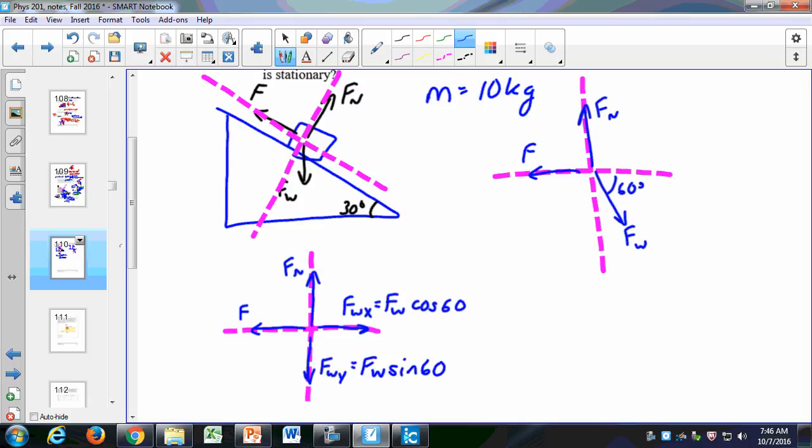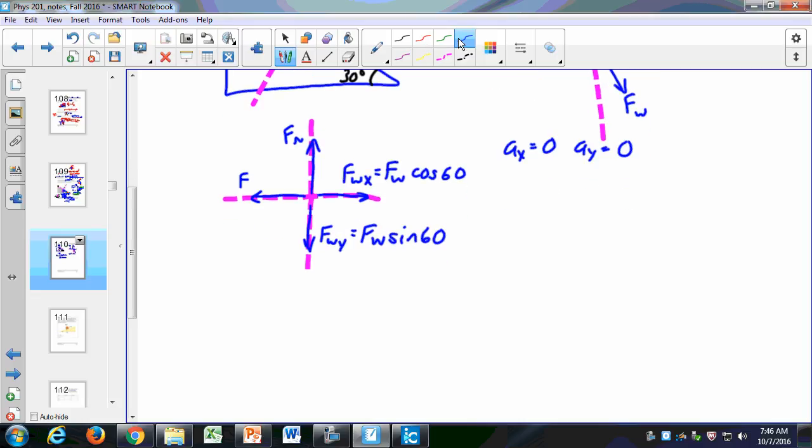And this is a static problem. It says that it's stationary up here in the problem. That means the acceleration in the x direction equals 0, and the acceleration in the y direction equals 0. Of course, that would also be true if it had constant velocity. So if it had constant velocity, that also means the acceleration is 0. But in particular, this is a statics problem because it's stationary.